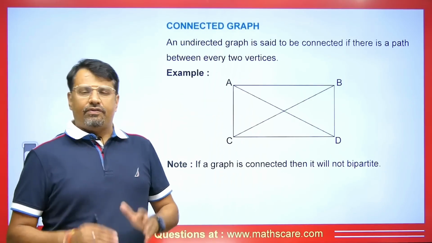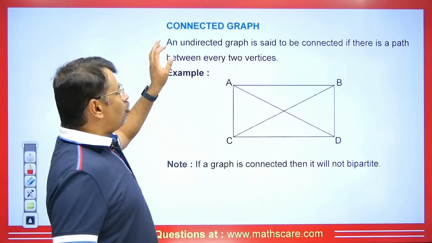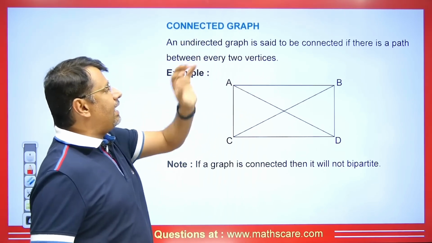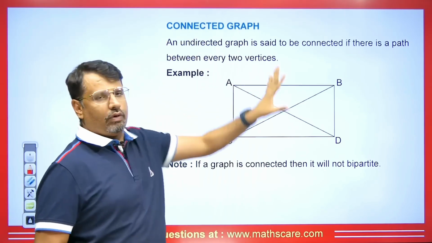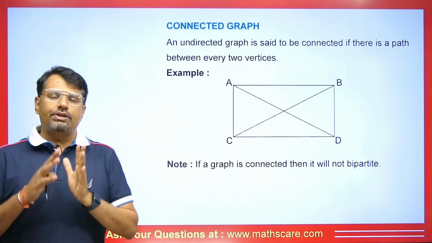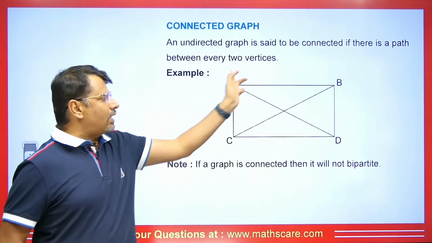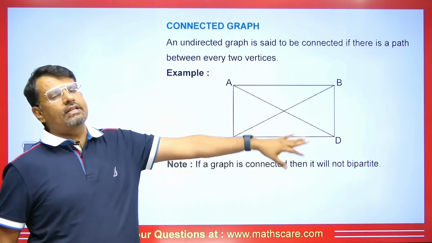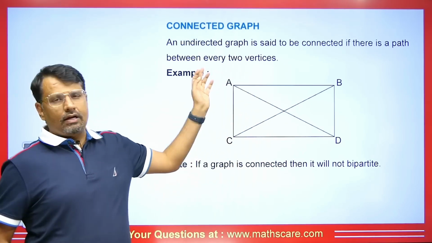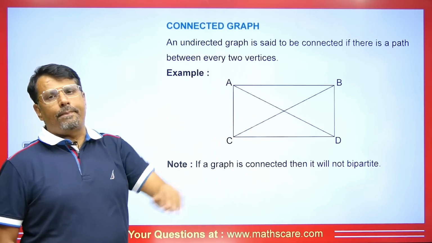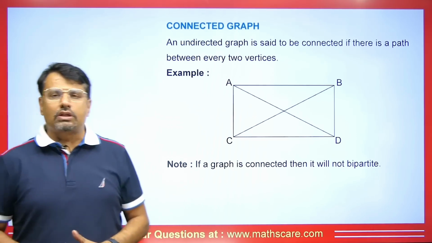We'll talk about connected graphs. What is a connected graph? An undirected graph is said to be connected if there is a path between every two vertices. What should happen between each of the two vertices? A path should be there. Like A has a path with B, and a path with C and with D, right? So from each of the vertices, a path exists. This type of graph is called a connected graph.